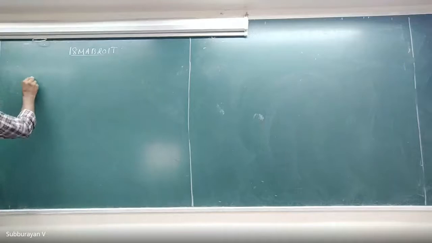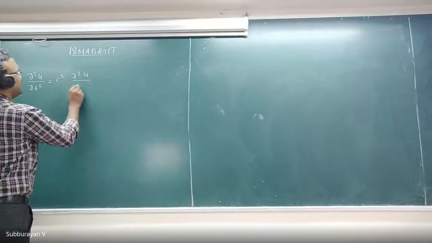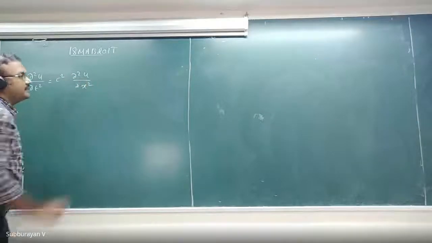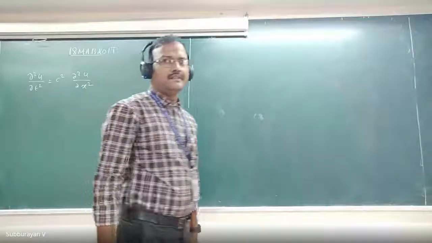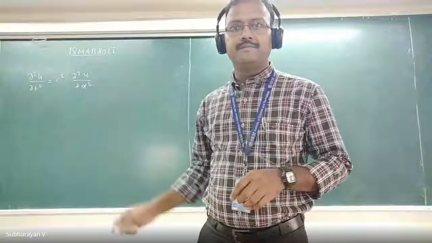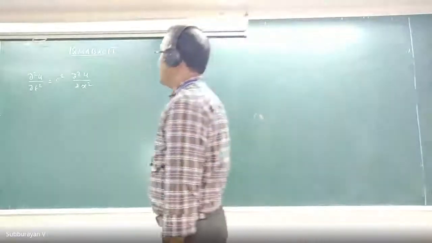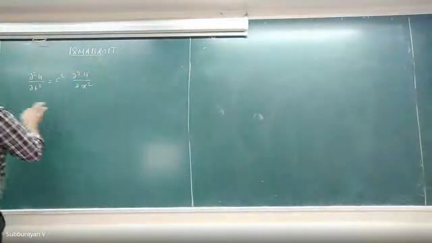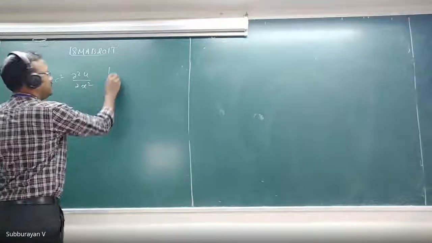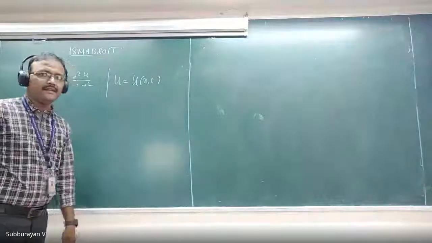Now, the one-dimensional wave equation is ∂²u/∂t² = c² ∂²u/∂x². Is it visible, students? Yes, sir. Okay, fine. Here, u is a function of x and t.